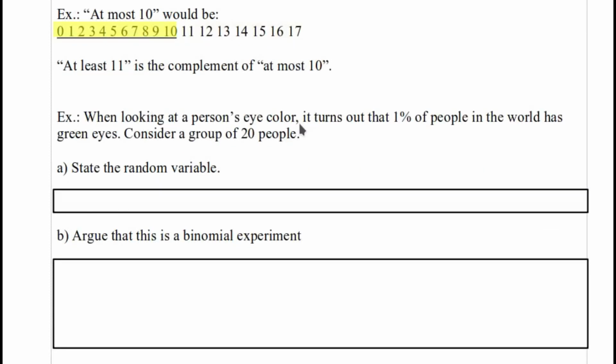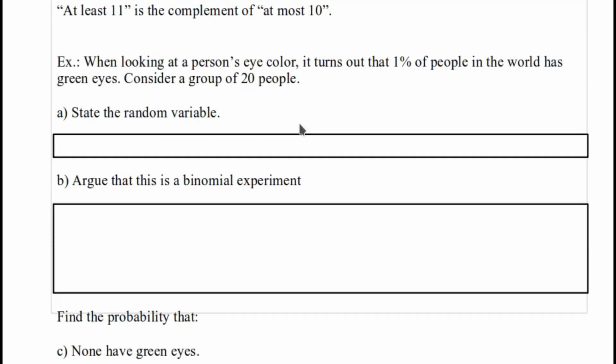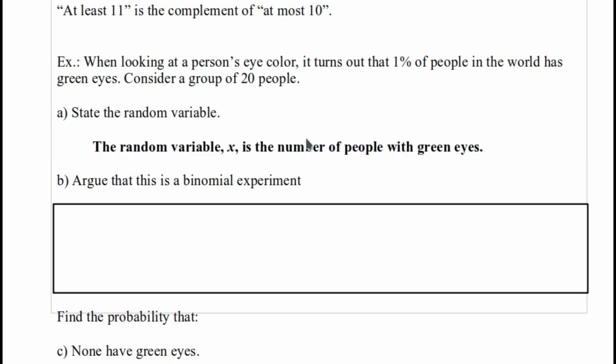Let's look at a particular example. It says, when looking at a person's eye color, it turns out that 1% of the population of the world has green eyes. Consider a group of 20 people. So first, what is the random variable? Well, it's the number of people with green eyes. The random variable x is the number of people with green eyes.